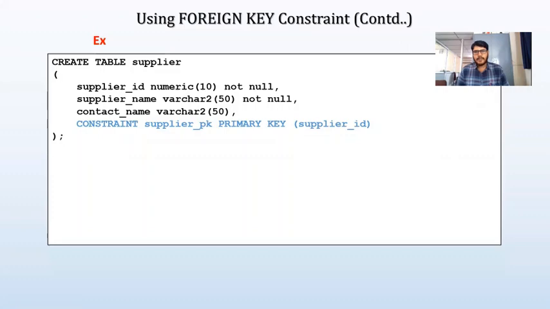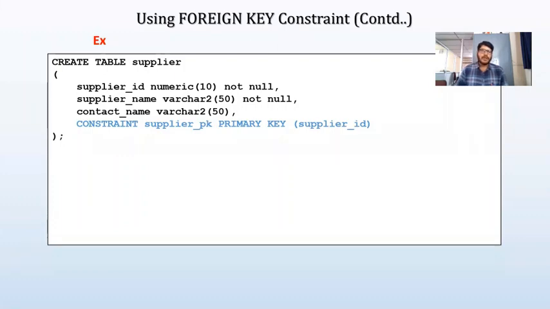Kindly understand, while creating the table also, we need to create a parent table first. I cannot directly create a child table, because in a child table we have to define a foreign key which is referencing the parent table. So obviously we have to create the parent table first. In this case, supplier is the primary parent table, so that's why I'm going to create this table first.